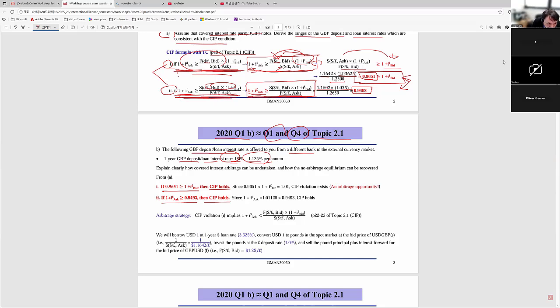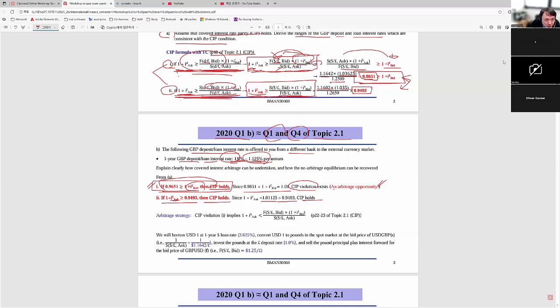Now, given 1%, if you plug in 1% here, obviously this inequality doesn't hold. So we have the opposite inequality, so CIP is violated, and we can use an arbitrage strategy to exploit these violations. For the second one, if you plug in the ask rate here, it's 1.01125, which is greater than 0.9493, so CIP holds. So there is no way to exploit this CIP condition, and we can derive the CIP arbitrage strategy only using this first inequality.